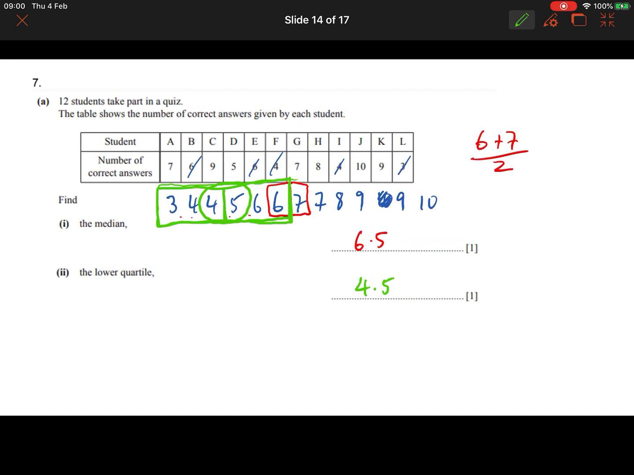If you wanted the upper quartile, you could do the same, split it into half, take the top half. There is no middle, so take those middle 2 values and go halfway. It's going to be 8.5. Okay.